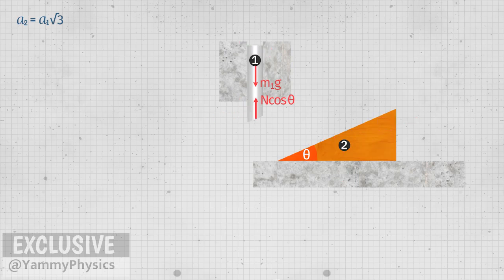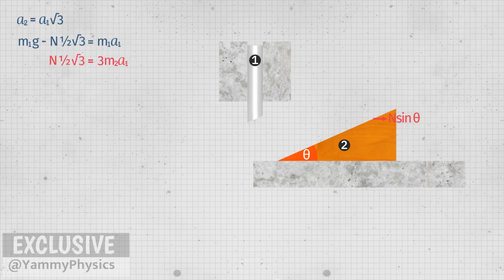On the cylinder, there are two forces acting in the vertical direction. m1 g minus n1 cos theta is equal to m1 a1. Based on the selected coordinate system, the direction of motion is positive. For the inclined block, there is only a force to the right, n sin theta is equal to m2 a2. Enter the values for the angle: sine of 30 degrees and cosine of 30 degrees. Is a2 the same as a1 root 3?